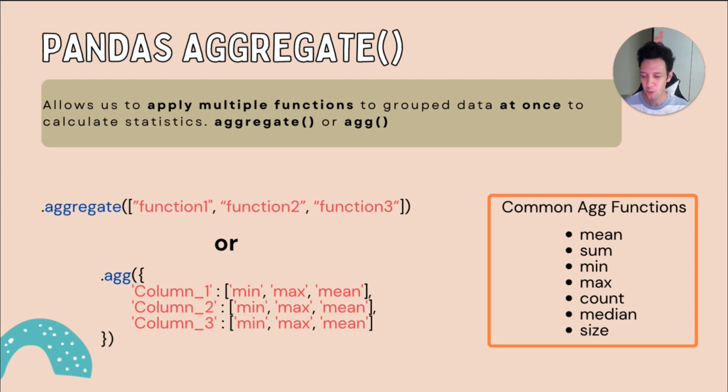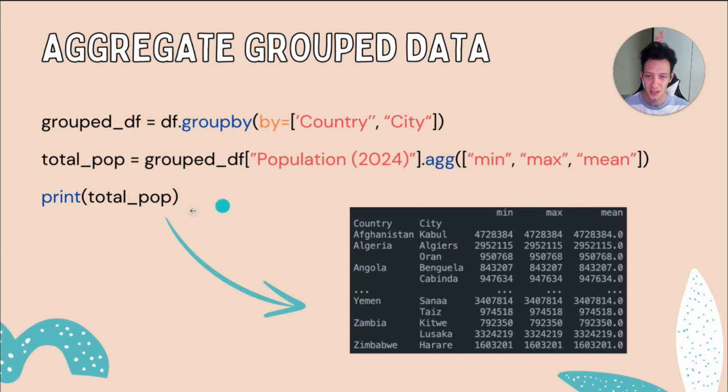So if we ran our code, for example here, let me pop some code up for you guys. Let's imagine I have a data set about countries. So I'm grouping by the country and then the city. Now within my grouped data, I have a column called population 2024. So I am targeting this column within my grouped data, and I'm simply just aggregating. I'm applying these three functions.